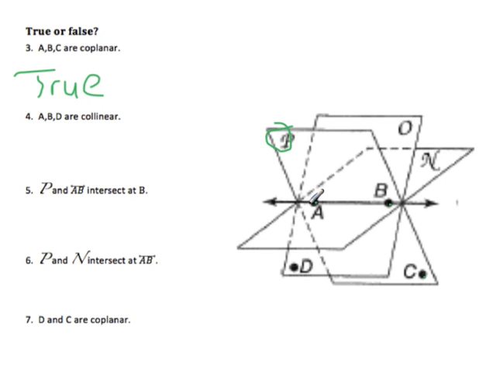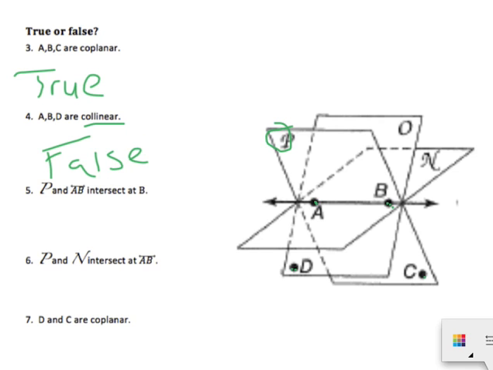A, B, D are collinear. So here's A, here's B, and here's D. Are they coplanar? Or sorry, are collinear. Collinear means that they are on the same line. Are A, B, and D on the same line? No. So that is false.